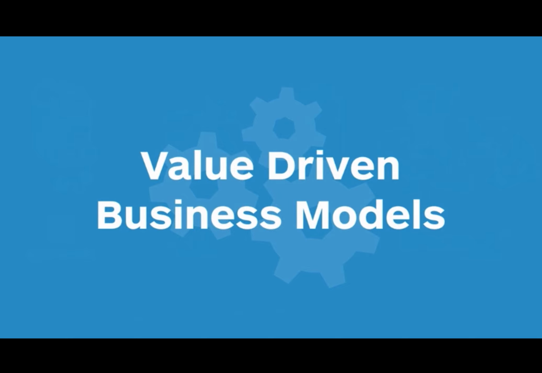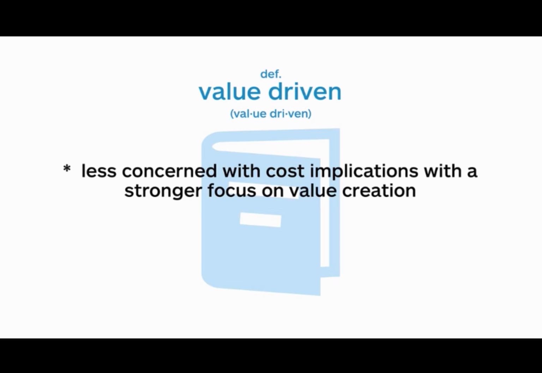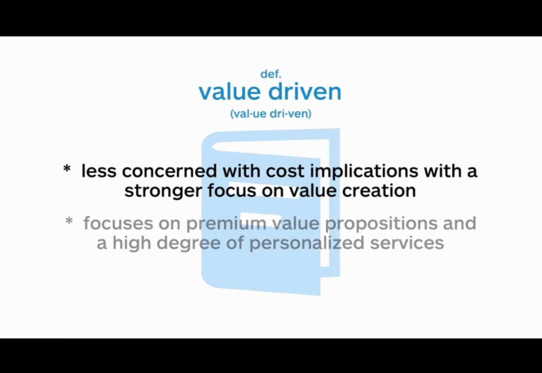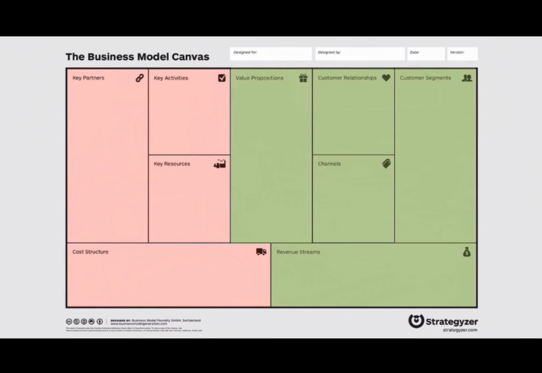Now let's look at value-driven business models where costs are not as important. So value-driven means that you're usually less concerned with the cost because you're focusing on the higher end. You're focusing on creating value. So what you really are looking at is creating premium value propositions. So a typical example here is the high-end luxury hotels. And in fact, because they're so value-focused, it could be very bad to focus on cost because it might decrease the premium value that you're creating.